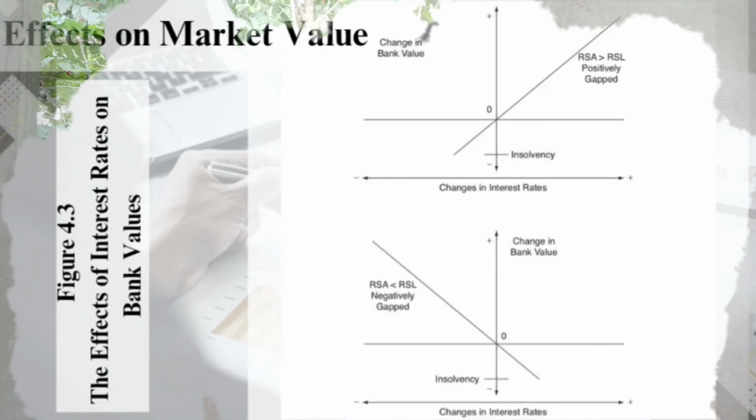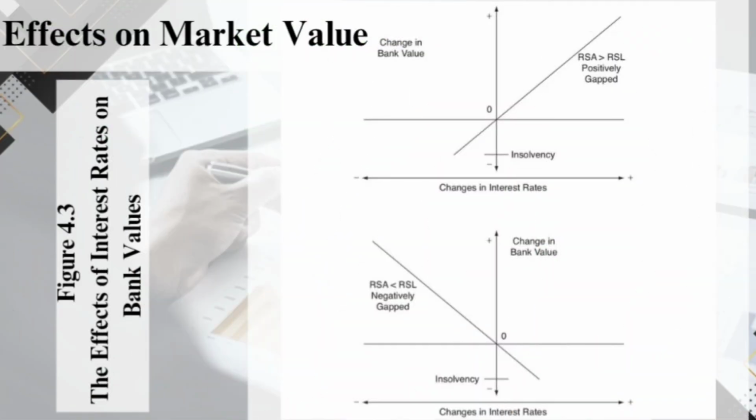Let's proceed to the effects on market value. Here is Figure 4.3, the effects of interest rates on bank values. If we assume that the value of a bank is positively related to its net interest income, we can illustrate graphically the effects of changes in interest rates on bank market values. The top panel of this figure shows the effects of interest rate changes on a bank that is positively gapped, or RSA is greater than RSL.